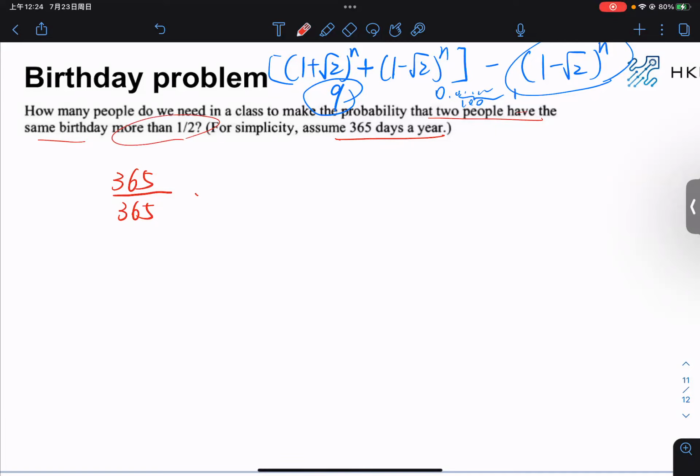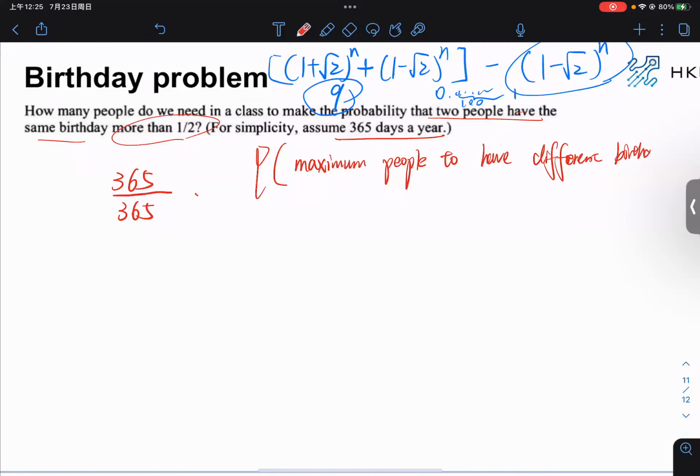Then we want the probability of the maximum number of people having different birthdays to be less than 1/2, because we want more than 1/2 to have the same birthday. Then it is the inverse part.